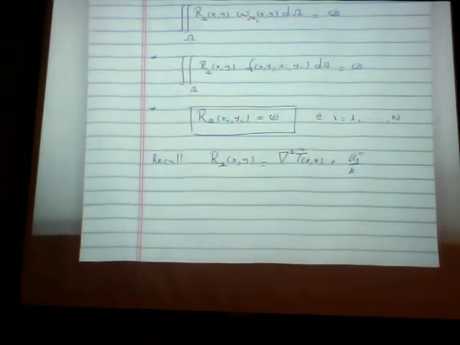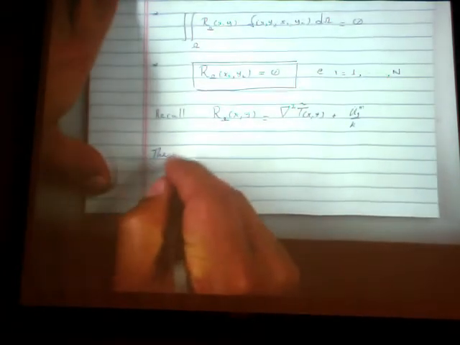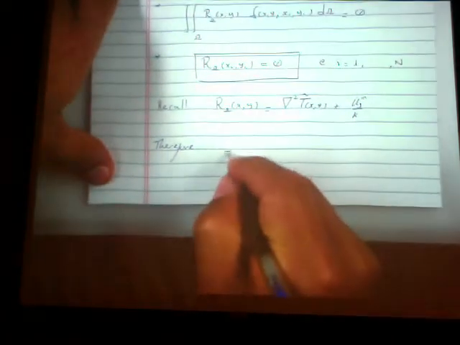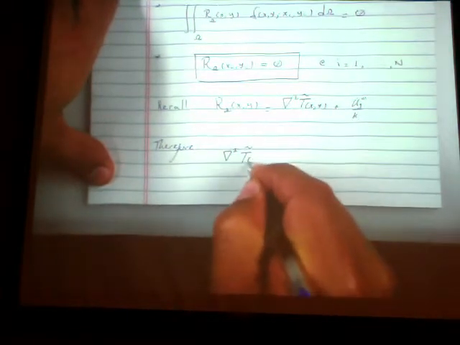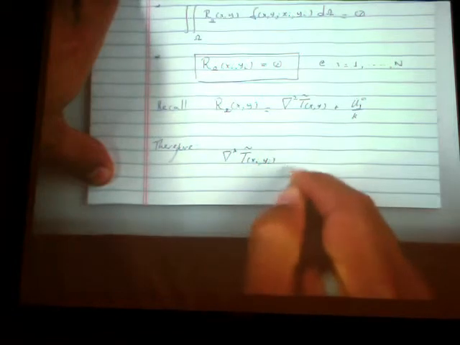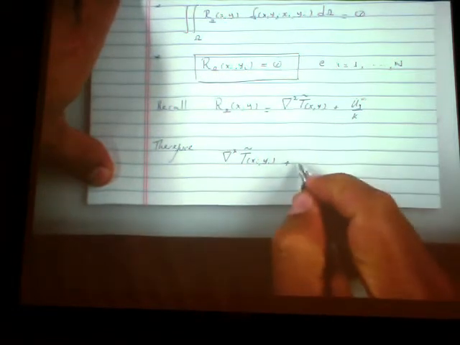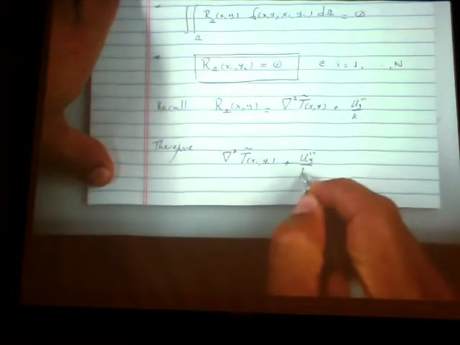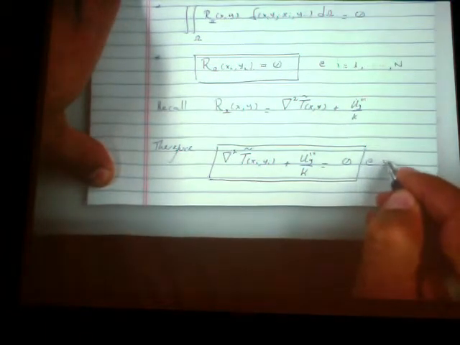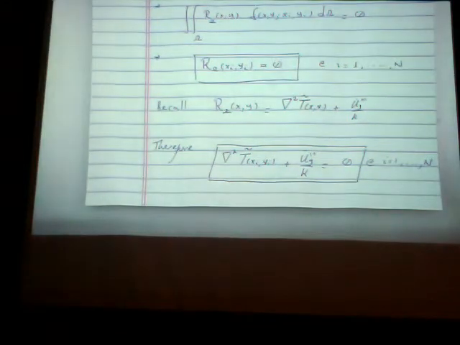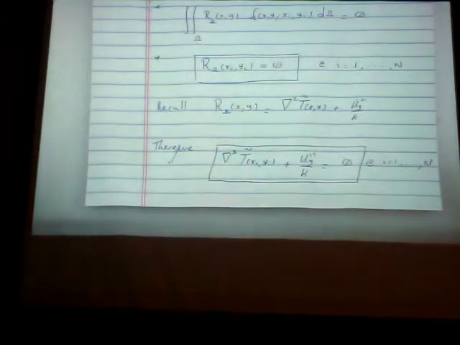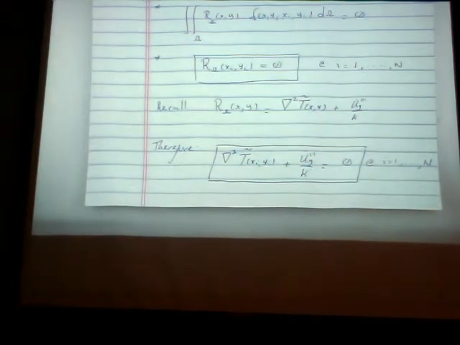All right? Therefore, the Laplacian of the approximate solution evaluated at xi, yi plus ug triple prime over k must be equal to 0 at i equal 1 to n. So you select n locations, xi, yi, ordered pairs, and evaluate this. And they all simultaneously must give you 0.